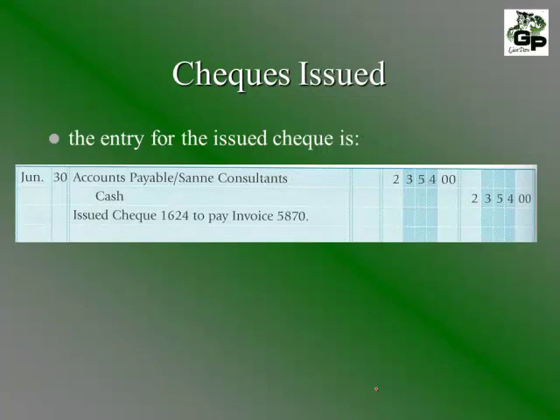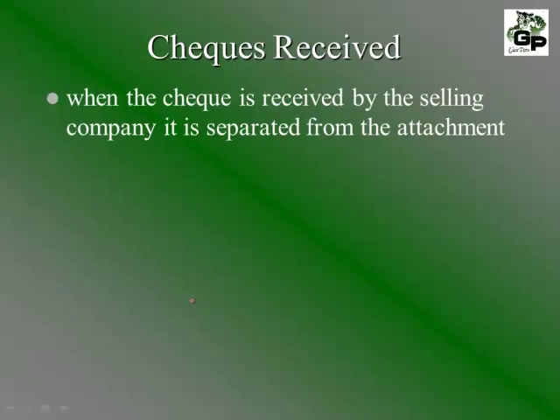The entry for issuing a check is accounts payable to Sonny Consultants goes down $2,354, and cash also goes down by the same amount. Notice in the description we have to indicate the number of the check that was sent and the number of the invoice that was paid. On the other end, we have to note what kind of journal entry is required for checks when they are received.